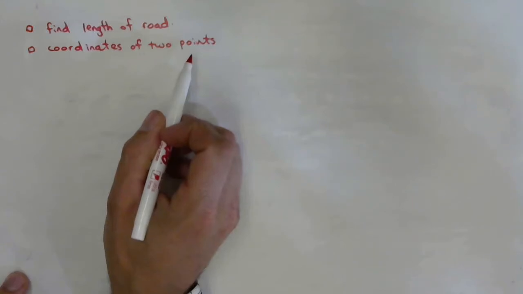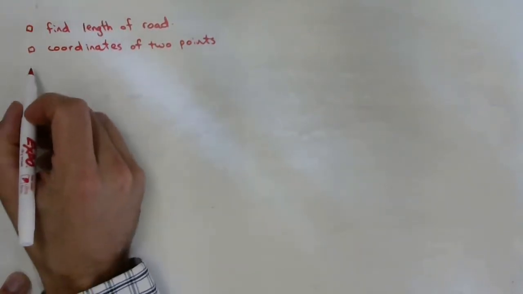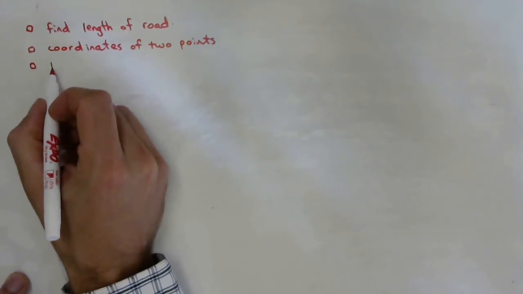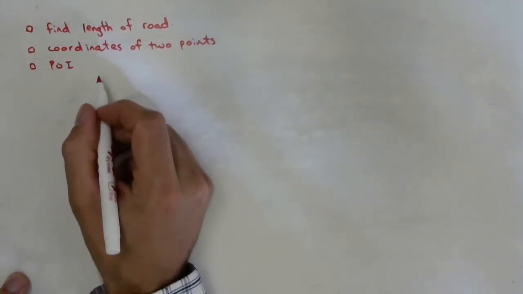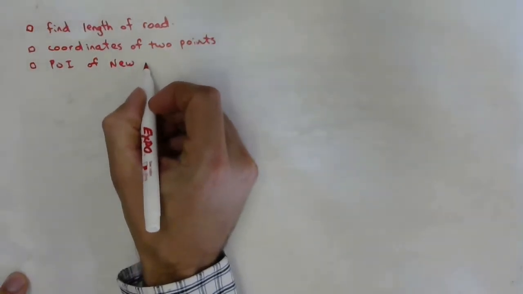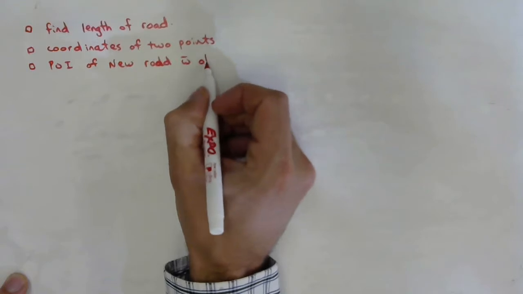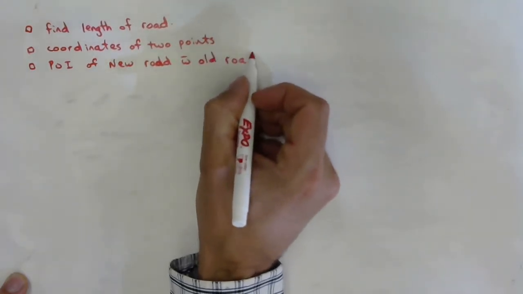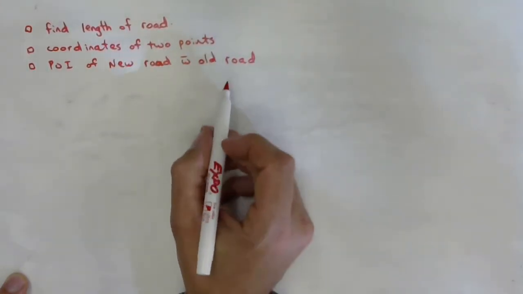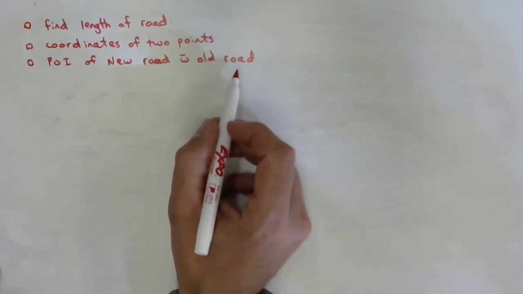Uh-oh. This is your greatest fear. Sky, you just mentioned this. Said, am I going to have to do this year? Not just this year. You're going to have to do this today. Okay? That's going to mean that we need the point of intersection of new road with old road. Okay? That's going to reach back into Unit 1, substitution and elimination.